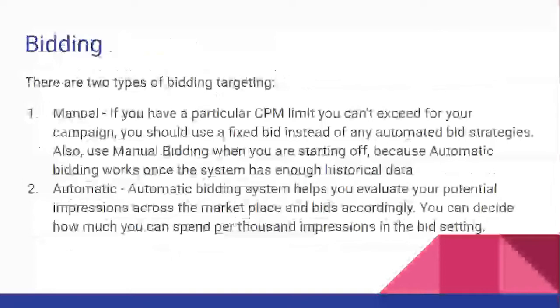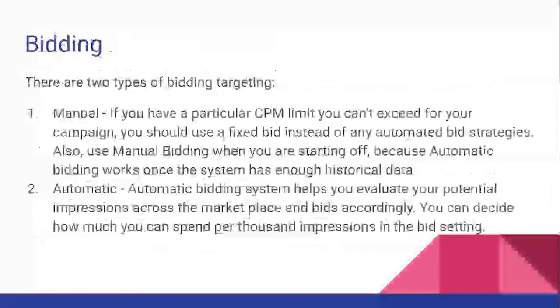Bidding. Some DSPs do bidding at campaign level, some do it at ad group level. I would always prefer to do it at ad group level because I have more control over my audiences. Now there are two types of bidding. One is called manual bidding. The other one is automatic.